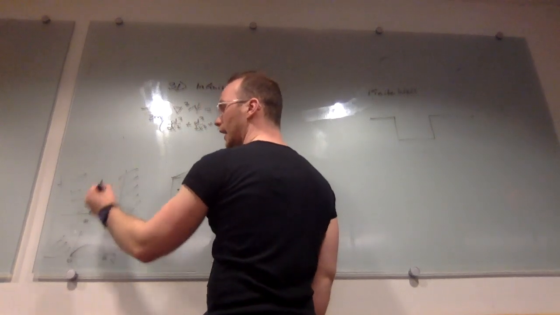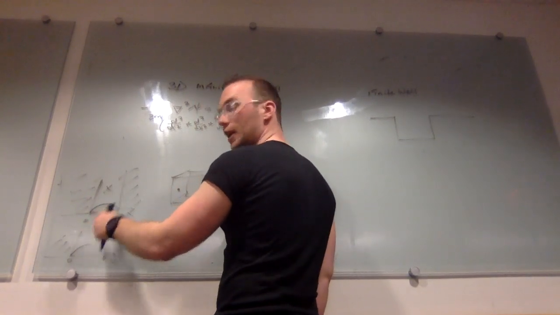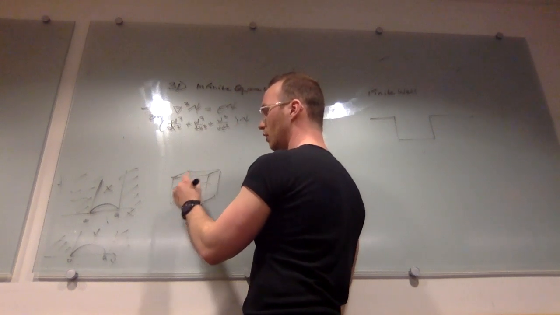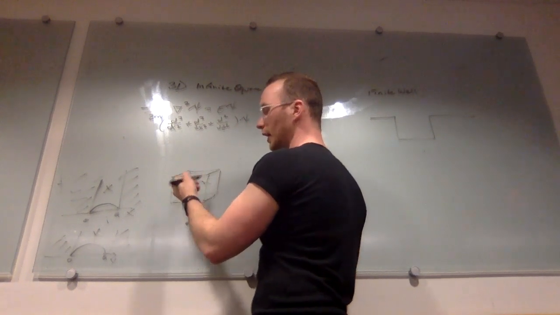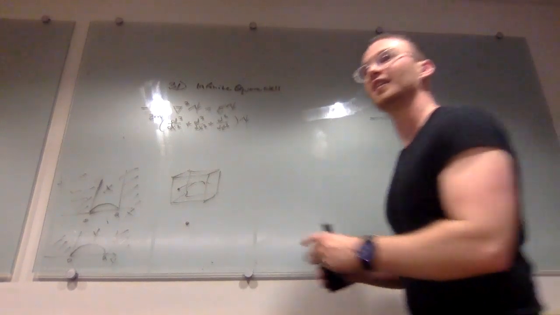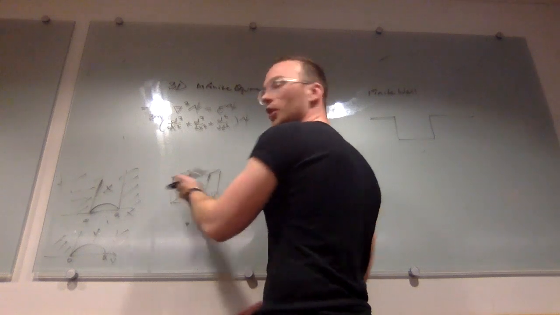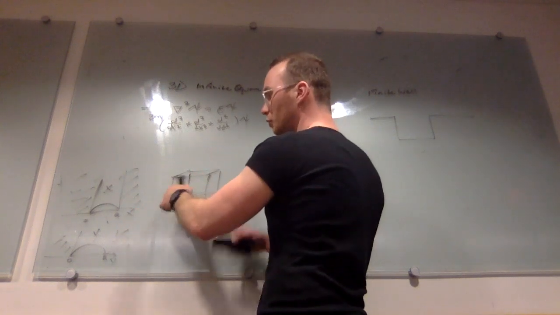So this is x, this is y. The ground state looks like this. The ground state in here is going to be like this in all dimensions. I can't even draw it because I need a fourth dimension for the height. But anyway, because there's nowhere to put the energy in there, no direction to put the energy in.